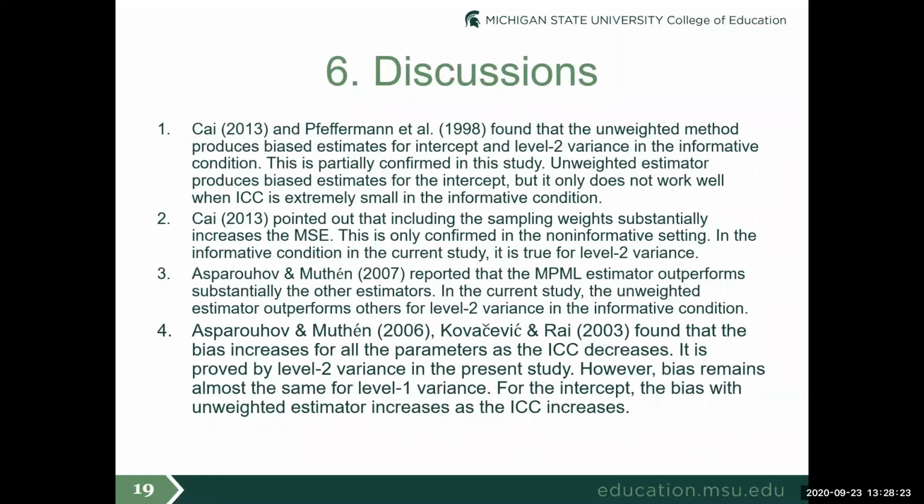Number 3, Asparouhov and Muthén reported that the multilevel pseudo maximum likelihood estimation method substantially outperforms the other estimators. In the current study, the unweighted estimator outperforms the others for level 2 variance in the informative condition. Number 4, another paper found that the bias increases for all the parameters as the ICC decreases. This is supported by level 2 variance in the present study. However, bias remains almost the same for level 1 variance. For the intercept, the bias with the unweighted estimator increases as the ICC increases.